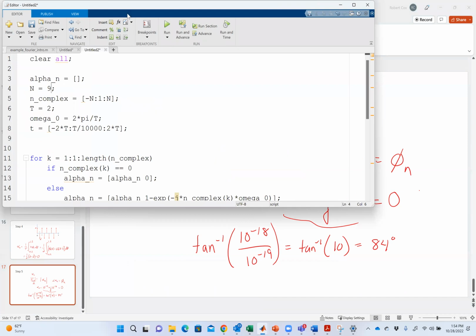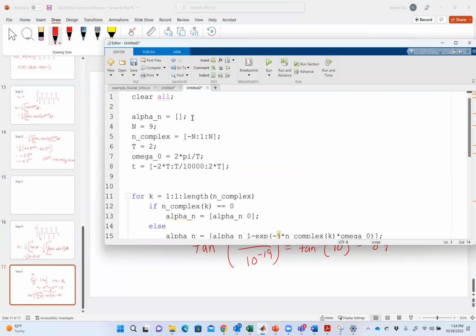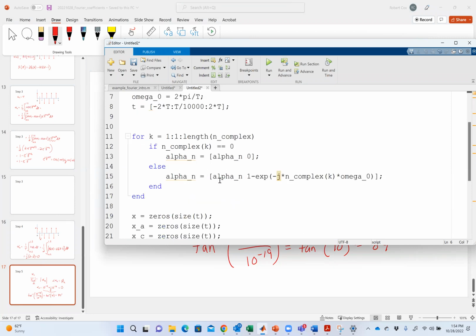So here's how I coded this. Same thing like I did the other day. My code's almost exactly the same. I create an empty alpha n vector, create this n complex vector, put in the period, figure out omega naught, create a t vector, and then here's where I calculate my alpha n values.